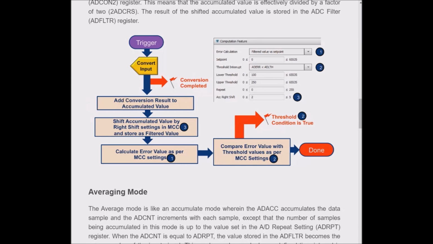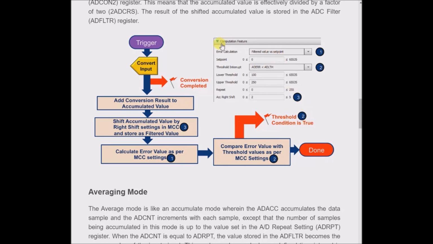Trigger convert input, conversion completed. Add conversion result to accumulated value. Shift accumulated value by right shift settings in MCC and store as filtered value. I guess this is going 1, 2, 1, 2, 3. I don't know, I'm just going to follow the flowchart. Calculate error value as per MCC settings. Compare error value with threshold value as per MCC settings. Done. Threshold condition is true.